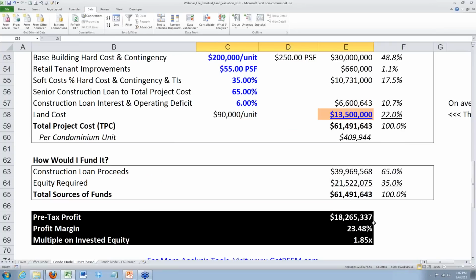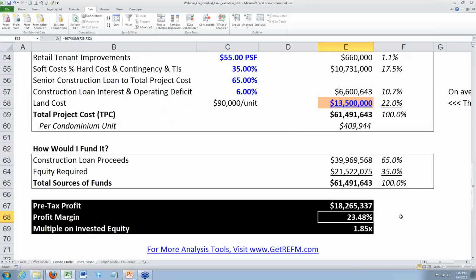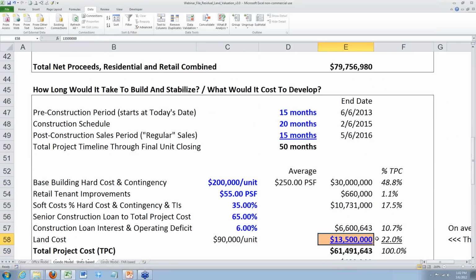And so again, we're going to compare the budget to all of these income amounts, and now the returns analysis is slightly different because we're building a product primarily for sale, unless we elect to hold on to the retail. Now we can look at the profit margin. So that would be our pre-tax profit divided by our gross sale proceeds. And again, if this looks palatable to us and this land price looks palatable to the land seller, then we can perhaps put in an offer.